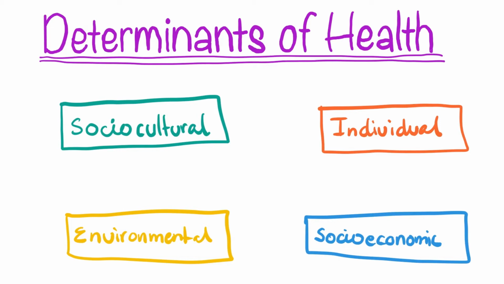So again, remember that we have these 4 determinants of health. We have individual, which we have already had a look at in a previous lesson. So if you've missed that one, go back to the YouTube channel and have a look for the individual determinants video. And sociocultural determinants, which is what this lesson will have a look at. Environmental determinants and socioeconomic determinants.